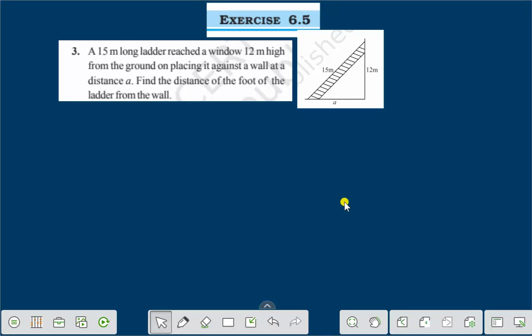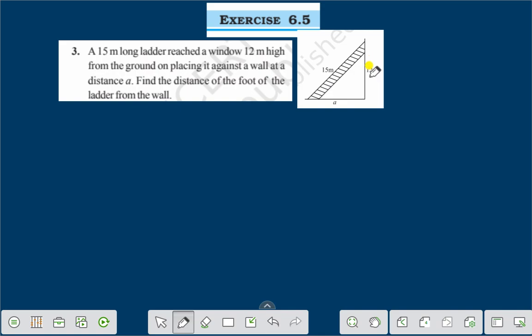Hello everyone. Today I shall discuss exercise 6.5, question number 3. What is question number 3? You see here. A 15 meter long ladder reached a window 12 meter high from the ground on placing it against a wall at a distance A. Find the distance of the foot of the ladder from the wall. That means we have to find the value of A.